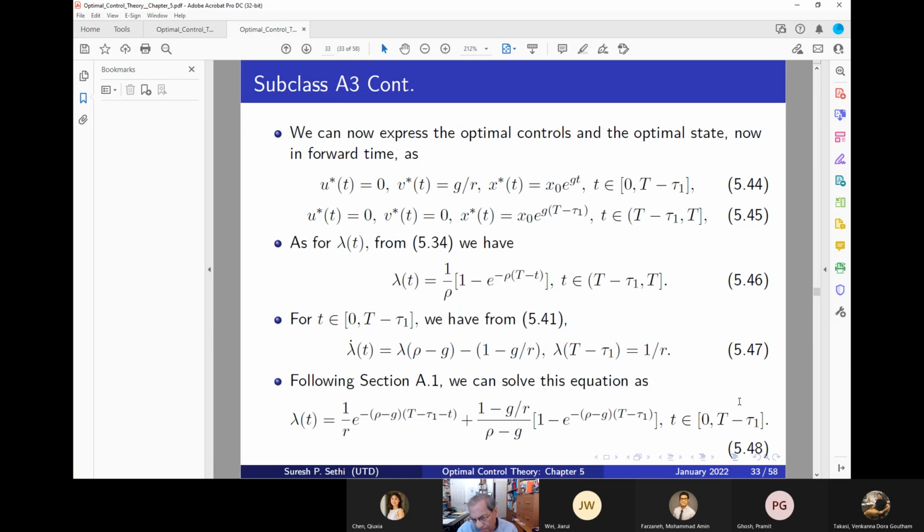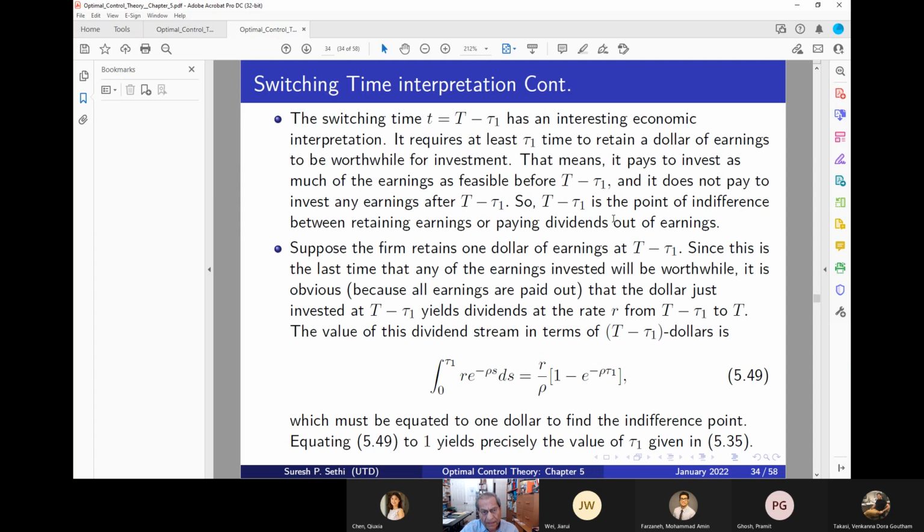Yeah, I only give you up to t minus tau 1. That's all I need for this. The switching time, I already told you, has this interpretation. It's an indifference between retaining earnings or paying dividend out of earnings.